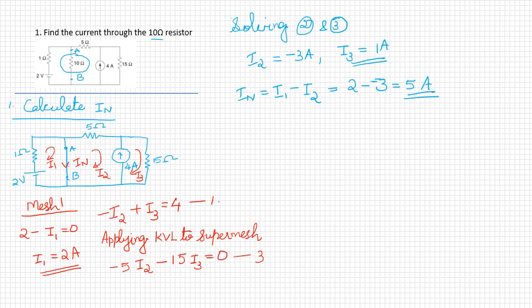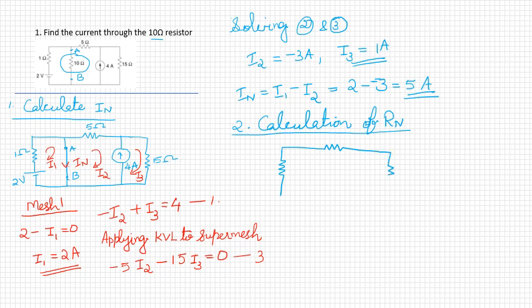Then the second step, calculation of Rn. Now to calculate Rn, the circuit should be redrawn, replacing the voltage source with a short circuit and the current source with an open circuit.